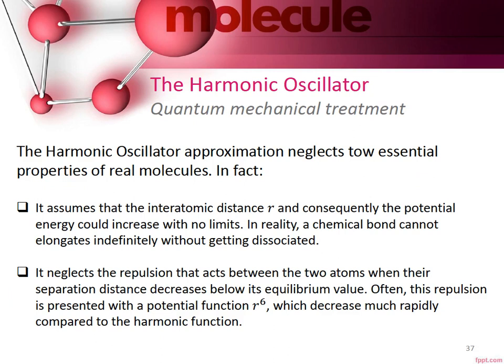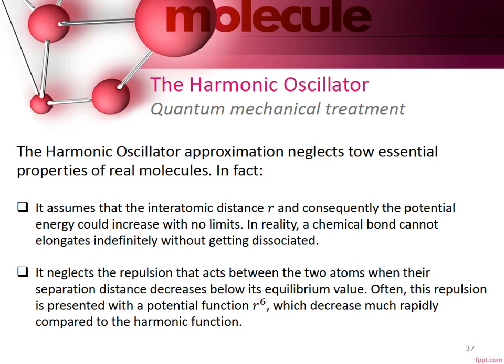is then a good approximation. In fact, the harmonic oscillator neglects two essential properties. The first property, as I said in the very beginning, is that when the distance between the two atoms of the diatomic molecule increases, the harmonic oscillator says, as it shows mathematically, that this distance can increase indefinitely with no limits, which is not true, right?